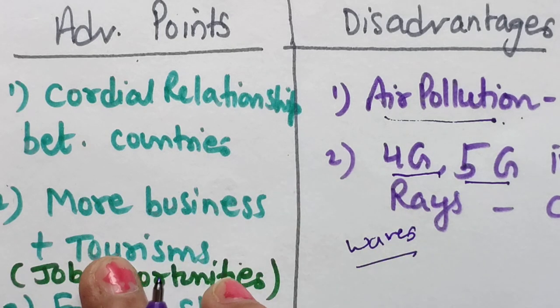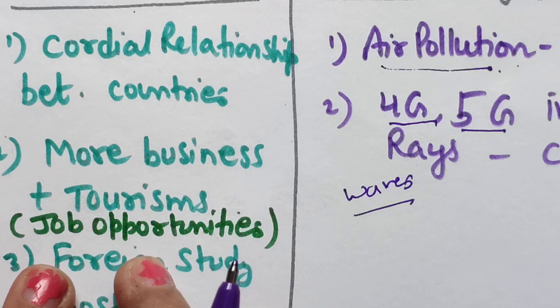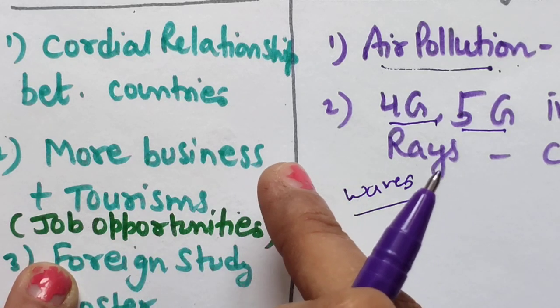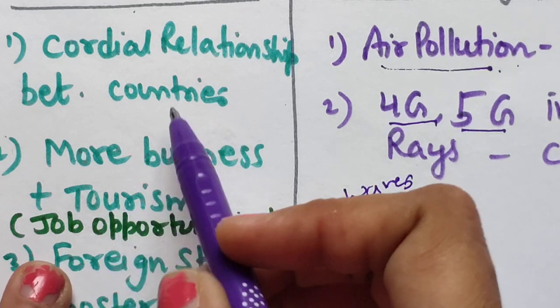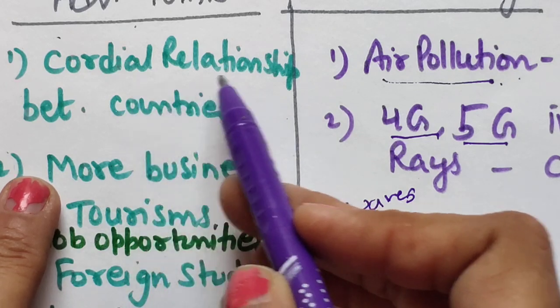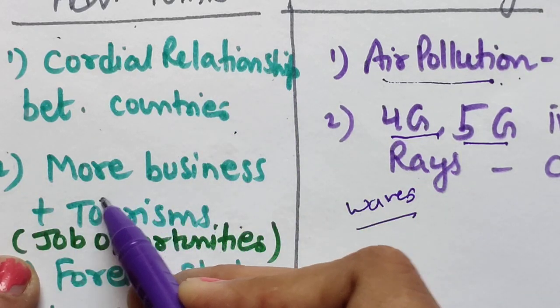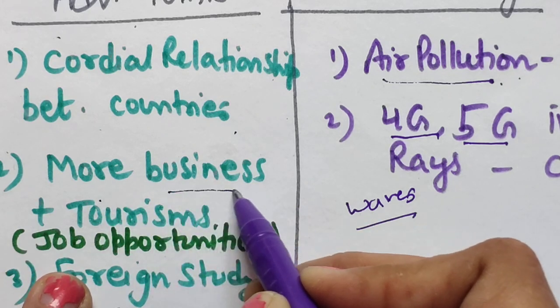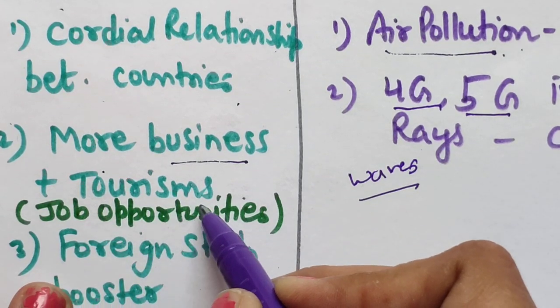Okay, so more business and the tourism sector will improve because of these two things, the aviation industry and telecommunication services, you can take. So first we will discuss the definition of contact, cordial relationship between countries, in one sentence. Then we will talk about this main advantage. It will improve more businesses throughout the countries and tourism industries.